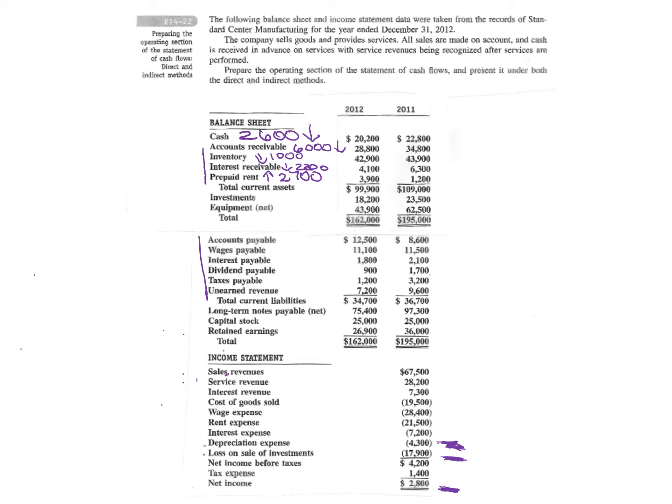So if these accounts go down, cash goes up. If the account goes up, cash went down. Looking at our accounts payable, it went up 3,900. Wages payable went down 400. Interest payable went down 300.